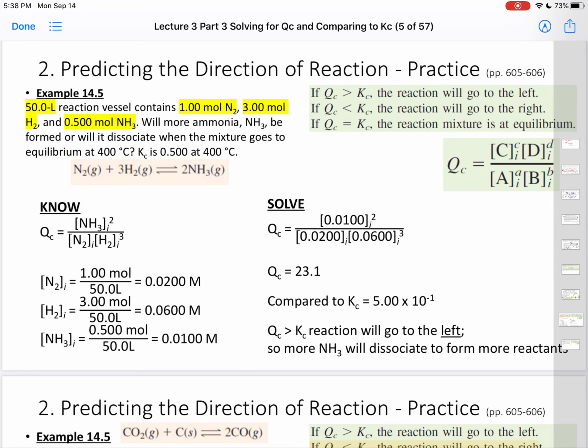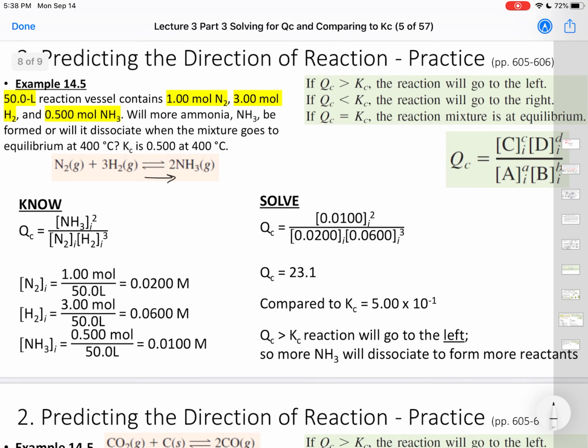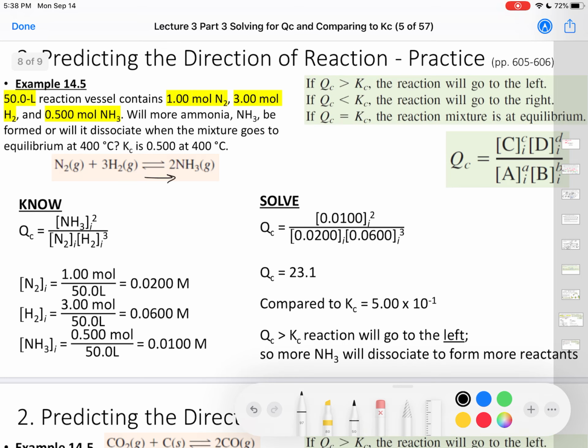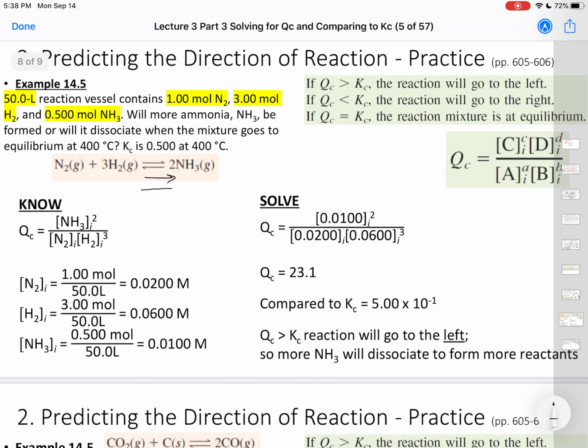So let's look at an example of exactly this little application. You have a 50-liter reaction vessel. It contains a mole of nitrogen, 3 moles of hydrogen, and 5 moles of NH3, not at equilibrium. Will more ammonia, NH3, be formed, or will it dissociate when the mixture goes to equilibrium? So they're asking you basically, is it going to shift to the left or to the right? I apologize, let me repeat that again. Is it going to shift towards the right and form more ammonia?